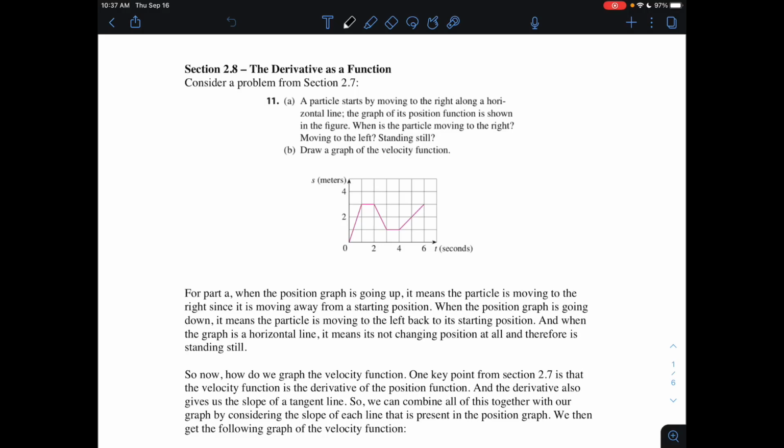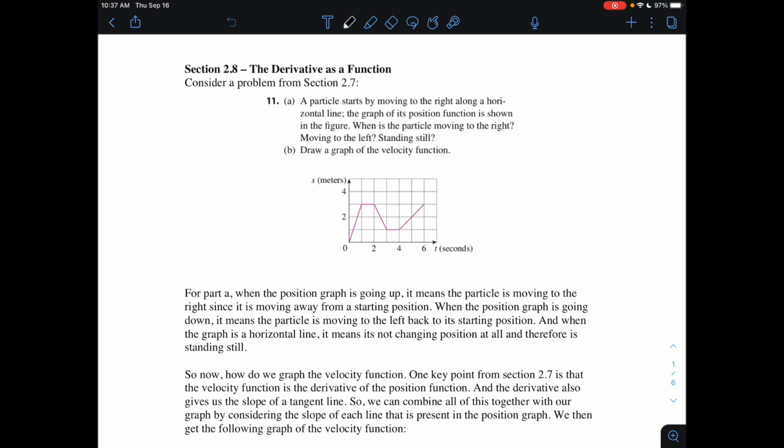Section 2.8, the derivative as a function. First, let's consider a problem from section 2.7. This is number 11 from the exercises in the textbook. Part A, a particle starts by moving to the right along a horizontal line. The graph of its position function is shown in the figure.